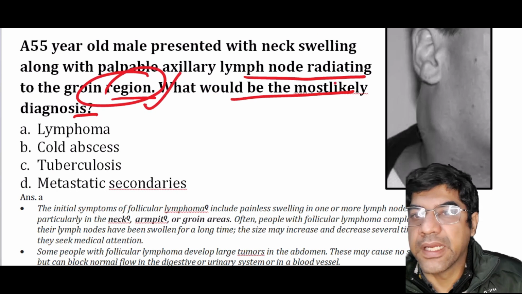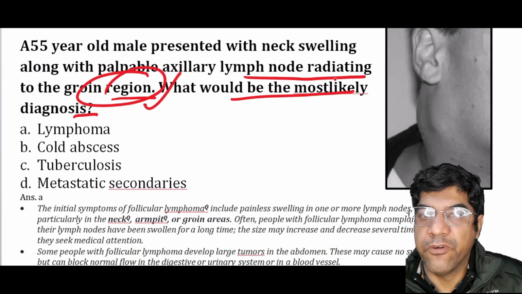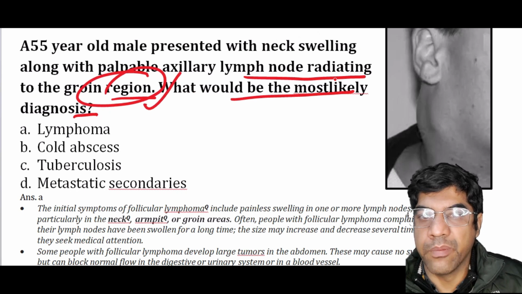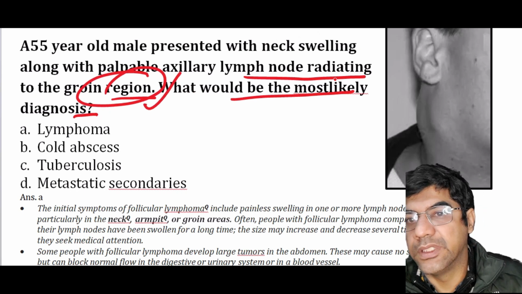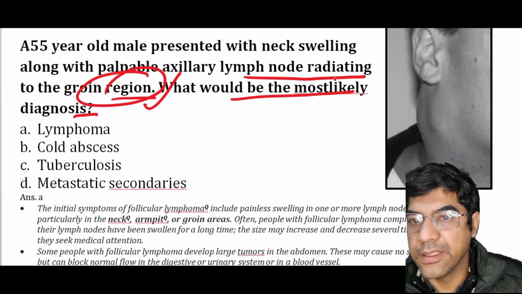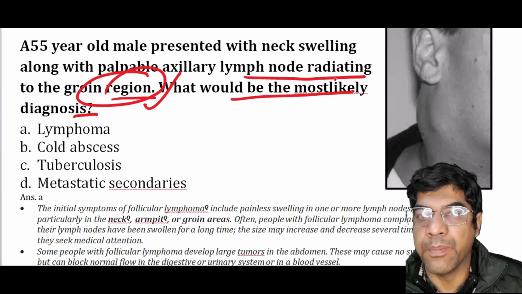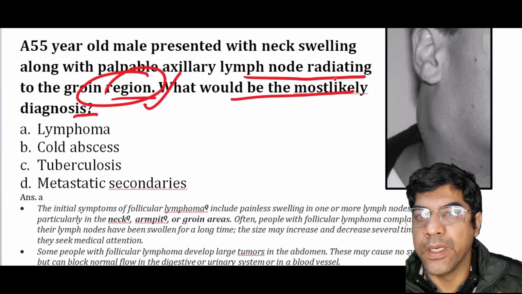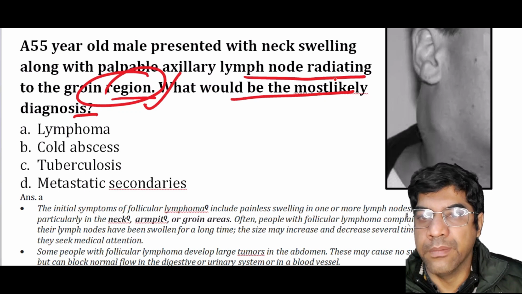So lymphoma, it is characterized by abnormal growth of lymphocytes that are the type of WBCs that lead to formation of tumor in the lymph nodes. So given the age of patient, the presence of neck swelling along with the palpable axillary lymph node that are radiating to the groin region, lymphoma becomes a likely diagnosis.